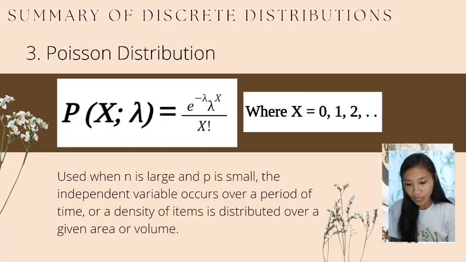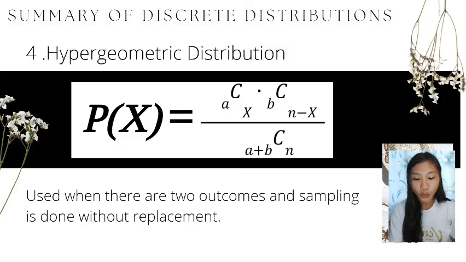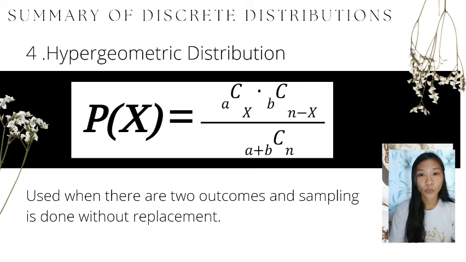So the third one is the Poisson distribution, used when n is large and p is small. The independent variable occurs over a period of time, or a density of items is distributed over a given area or volume. So that is a Poisson distribution. The fourth one, the last one, is the hypergeometric distribution. It is used when there are two outcomes and sampling is done without replacement.